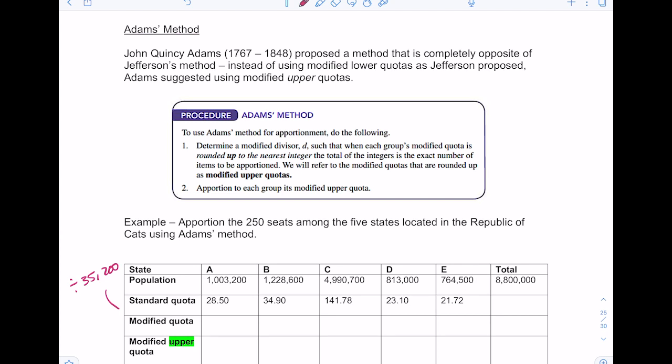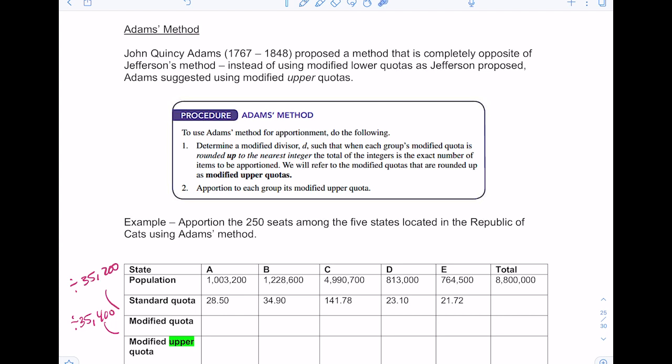Okay, so using Adams' method, we want to determine a modified divisor such that when each group's modified quota is rounded up to the nearest integer, the total of the integers is the exact number of items to be apportioned. We'll refer to the modified quotas that are rounded up as modified upper quotas. So instead of dividing by 35,200, let's raise our divisor, increase it a little bit. Let's try 35,400. Again, this is trial and error.